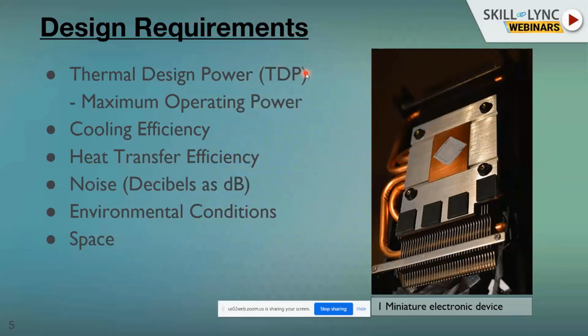Second, cooling efficiency. Third, heat transfer efficiency. These are just numbers: cooling efficiency cannot be 100%, but it can be 90%. Heat transfer efficiency cannot be 100%, but it can be 80 to 85%. And every electronic device in our home appliances or industries generally has fans or blowers. Even in our laptop which we are using, you might hear the noise of the fan.